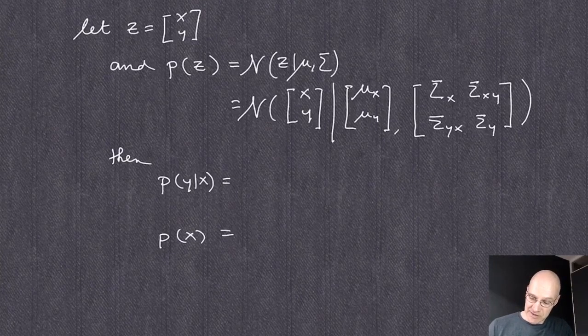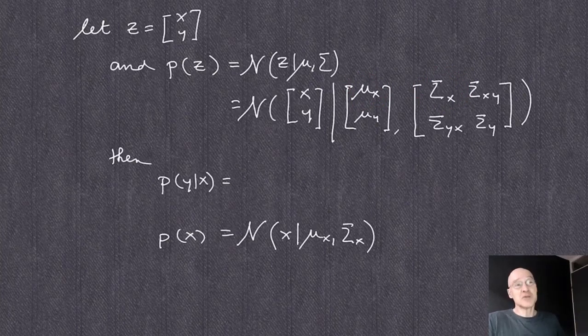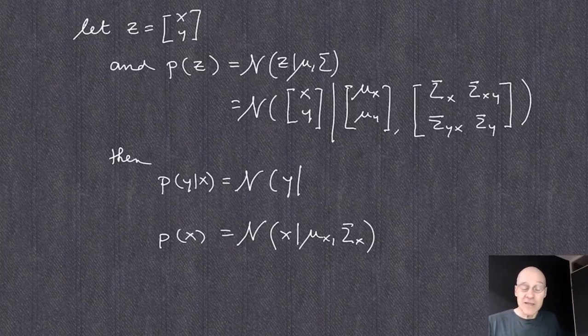And the answer is that for marginalization, there's a very simple answer. So the marginal for x is a distribution over x given mu x, sigma x, where mu x and sigma x are of course this mu x and this sigma x. So that's really easy. The formula for p(y given x), I can also express as a Gaussian over y, of course, with a mean and a covariance, and they're analytical answers, but unfortunately the answer is not very simple.